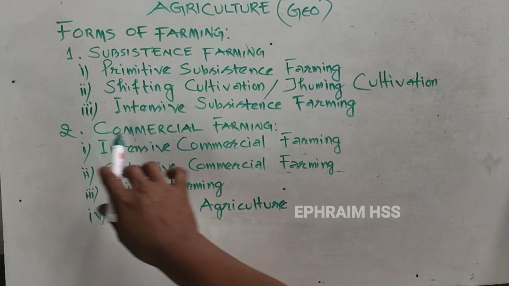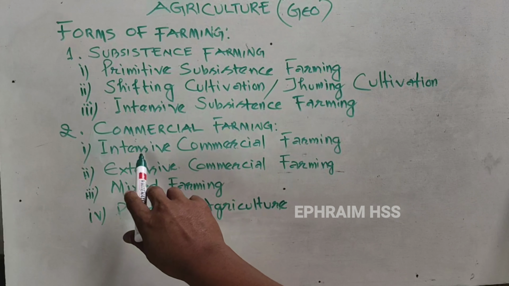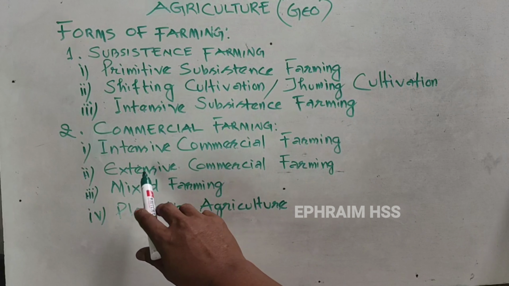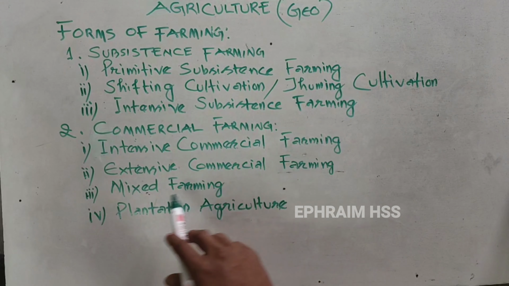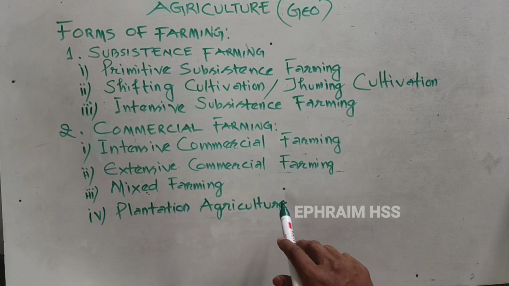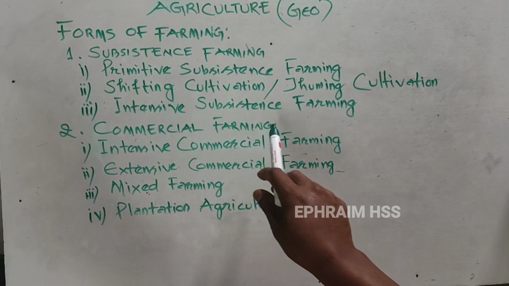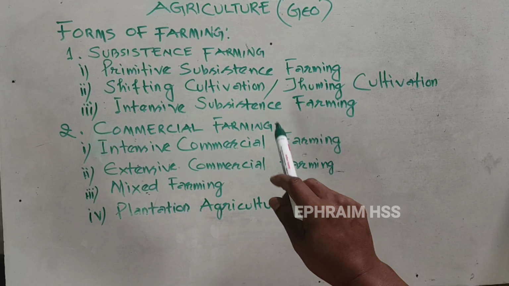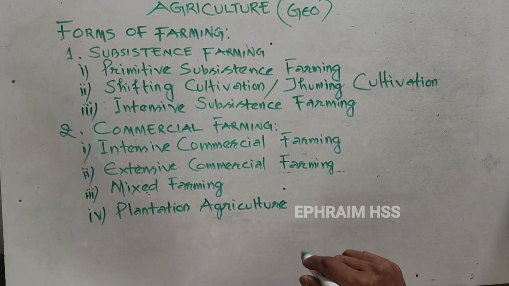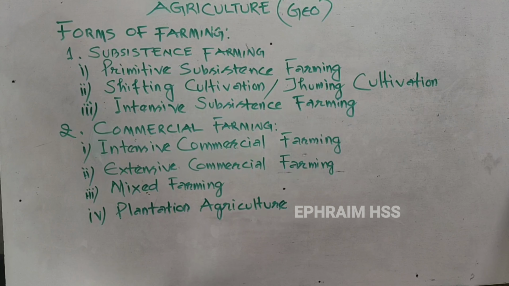The next one is commercial farming. And in commercial farming again, there are four types. That is intensive commercial farming, extensive commercial farming, mixed farming and plantation agriculture. And as far as commercial farming is concerned, it is practiced for the sale of crops in a market and can be intensive or extensive in nature.